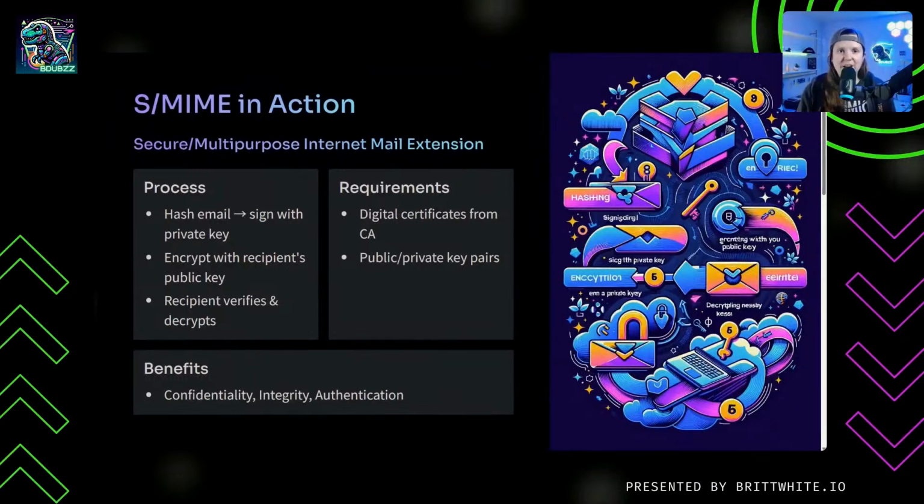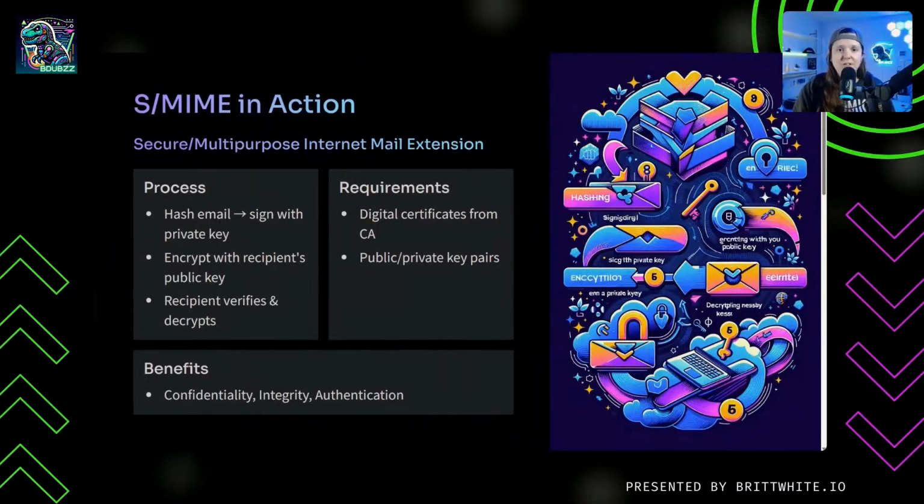Picture emailing a client a contract. Sign it with your private key, encrypt it with their public key. They verify and decrypt, knowing it's from you and untouched. It's a sealed, signed letter in a locked box. Confidentiality, integrity, and authenticity, all wrapped up together. SMIME is your email bodyguard. PKI signatures and encryption all in one.